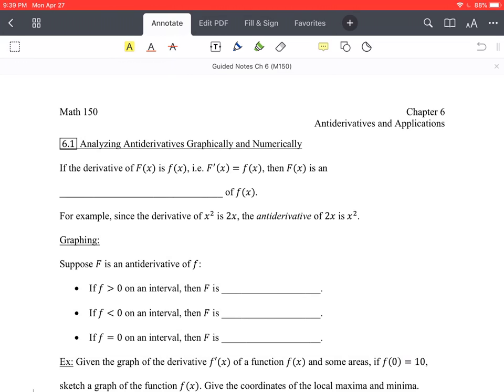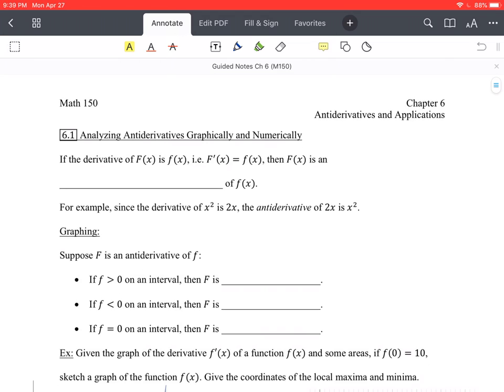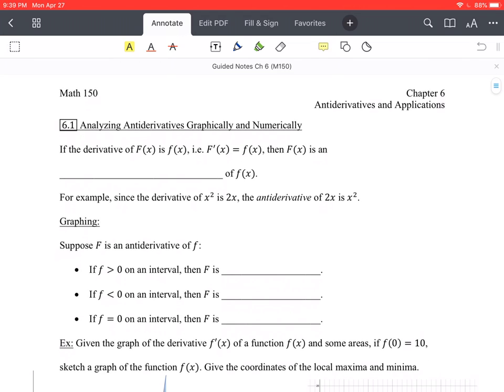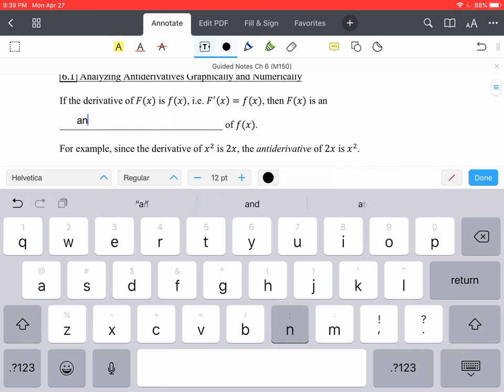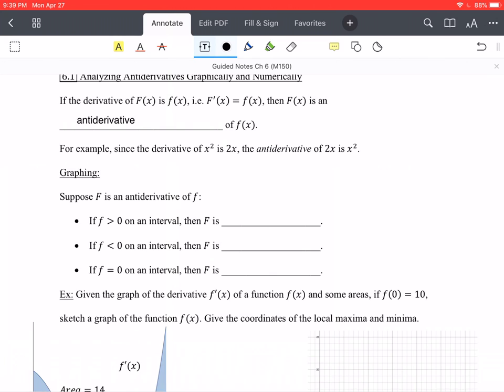So we say if the derivative of big F of x is little f of x, i.e. big F prime equals little f, then big F of x is what we call an antiderivative of little f of x. Okay. So, for example, since the derivative of x squared is 2x, the antiderivative of 2x is x squared. Okay, so we're basically going backwards now.